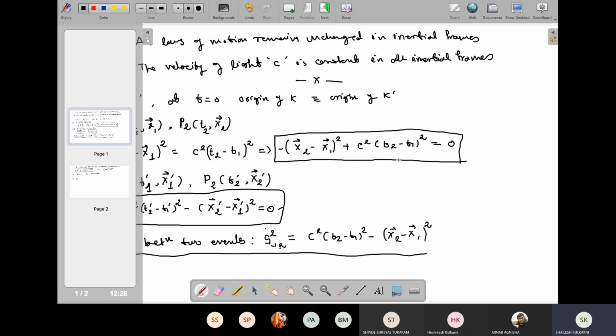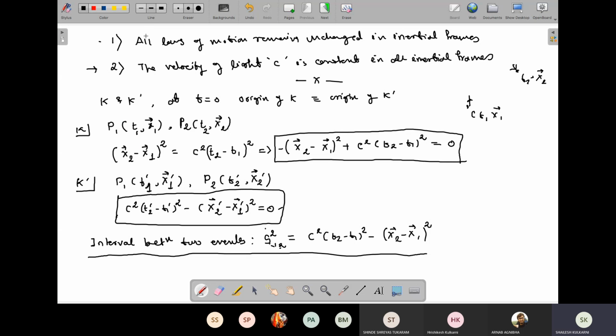Here I am not talking about the infinitesimally separated events. These are general. These two are two points in space time. One is labeled by T1 X1 and another one is labeled by T2 X2. Here I am sending the light signal and here I am receiving it. That's it. These are two events, not infinitesimally separated. In general, your light signal satisfies this.